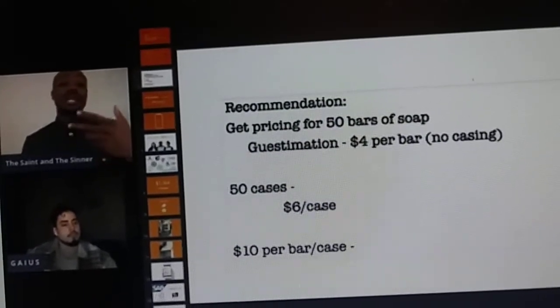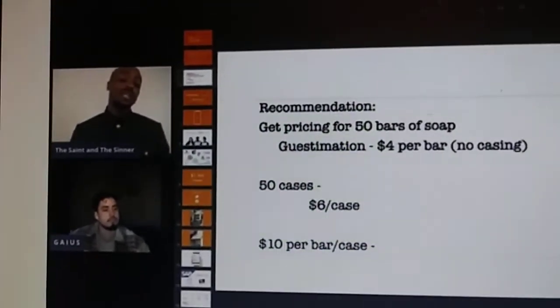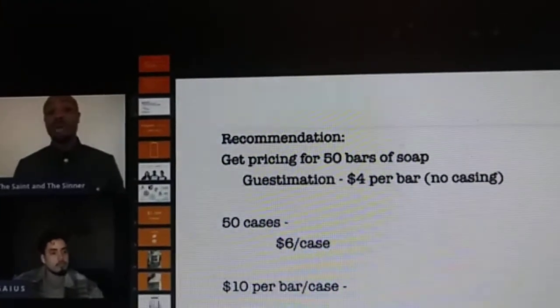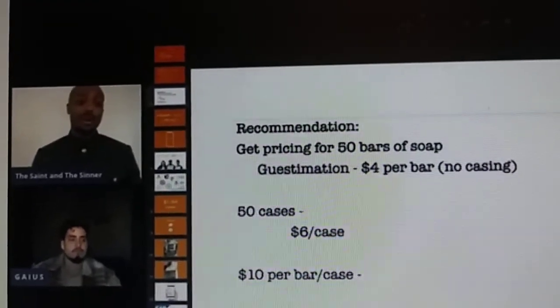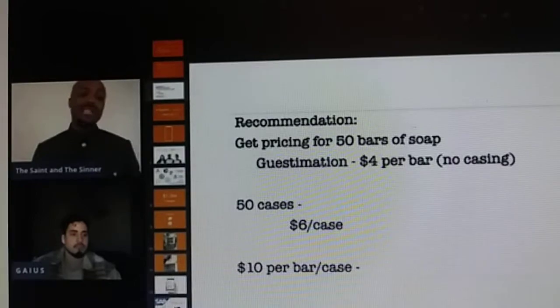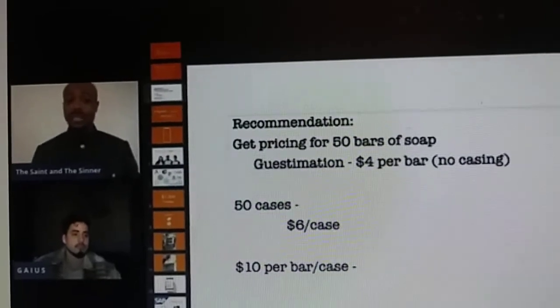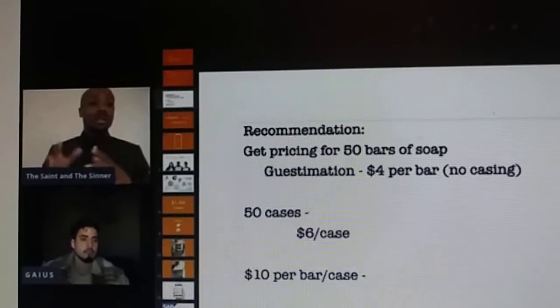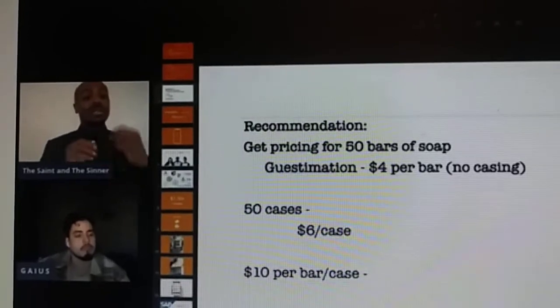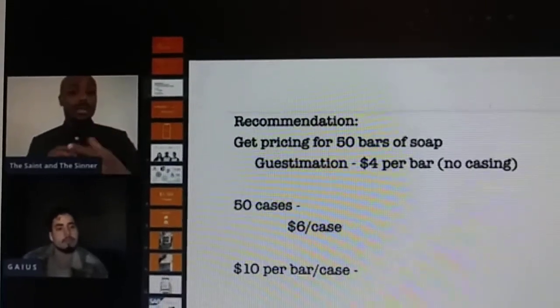Well, now that you're selling 200 bars of soap, is it going to be $4 a bar? Nah, it'll probably be like $1.50 a bar. Is it going to be $6 a case? It'll probably be like $2 a case. Your profit margin will increase, but you got to start somewhere. So sometimes you have to operate at a loss.